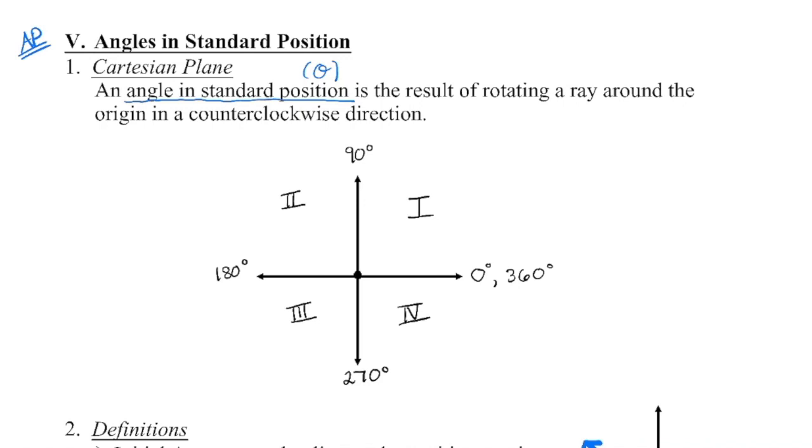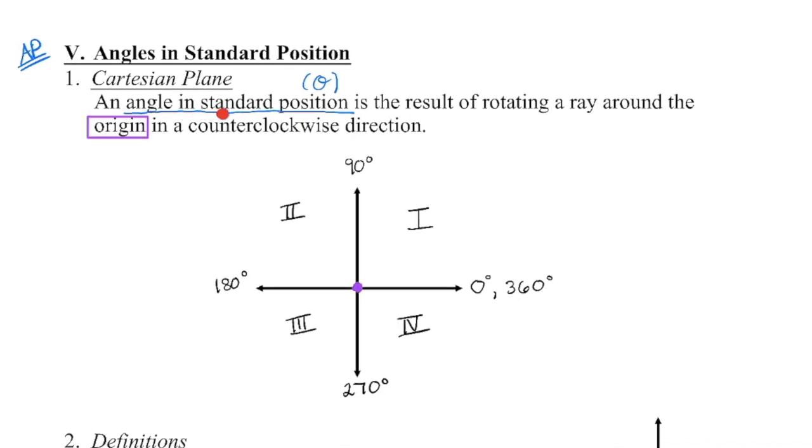Today's lesson is an AP lesson, which comes from Math 20-1, where we start to look at angles beyond the 90 degrees. An angle in standard position is when we rotate a ray around the origin of our Cartesian plane in a counterclockwise direction. So here's my Cartesian plane. We know the origin is where the x and y axes meet.